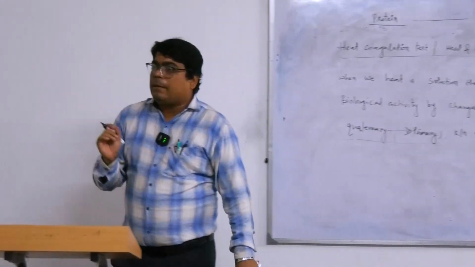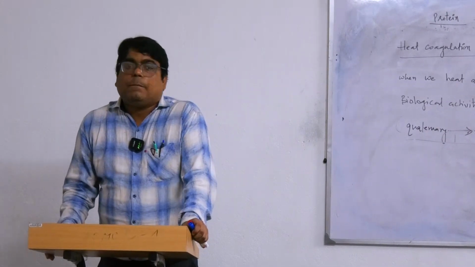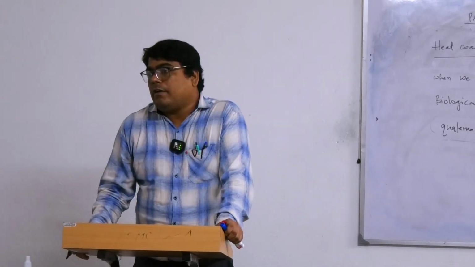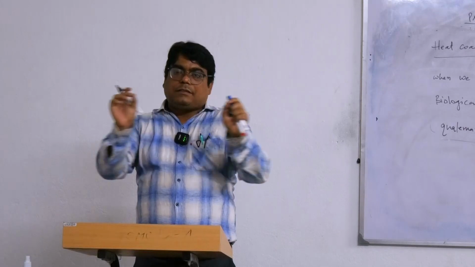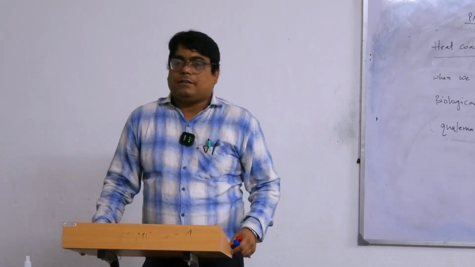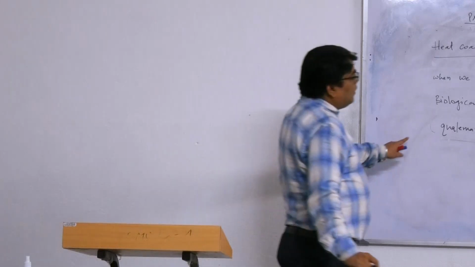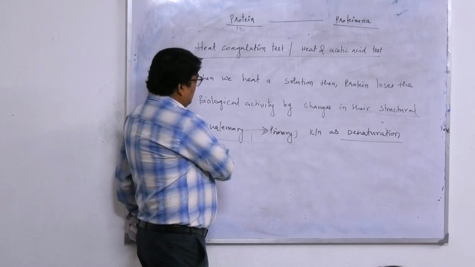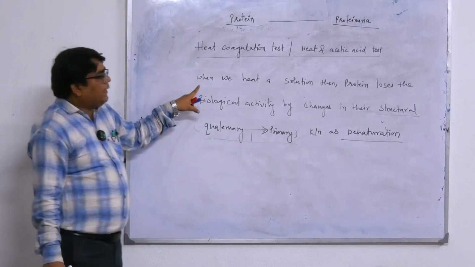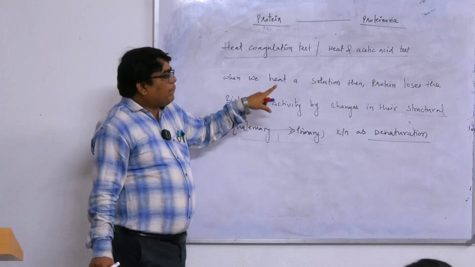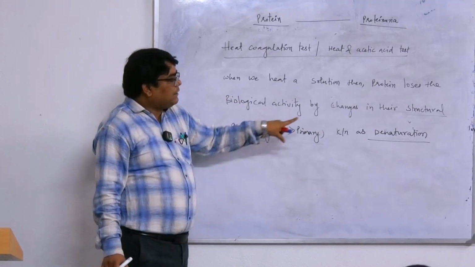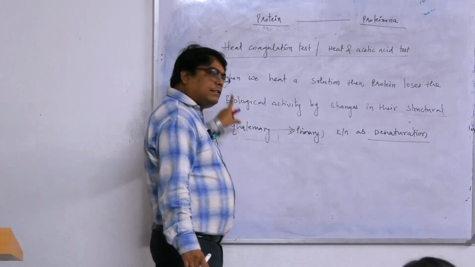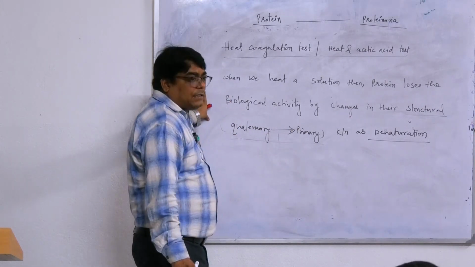Denaturation is what? When we provide continuous temperature to a solution, if protein is present, protein loses their structure, breakdown of the bonds occurs. What happens there? They ultimately make a single chain of primary structure. It is called denaturation. So due to this, they form coagulum. This is the basic principle of this test. When we heat a solution, then protein loses their biological activity by changes in their structure. It is known as denaturation.